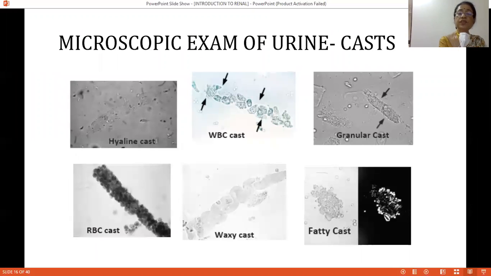These are the microscopic examinations of the cast. First one is the hyaline cast, that is important. WBC cast you will get in UTI. Hyaline cast you will get in nephrotic syndrome. Granular cast, RBC cast you will get in acute glomerulonephritis.